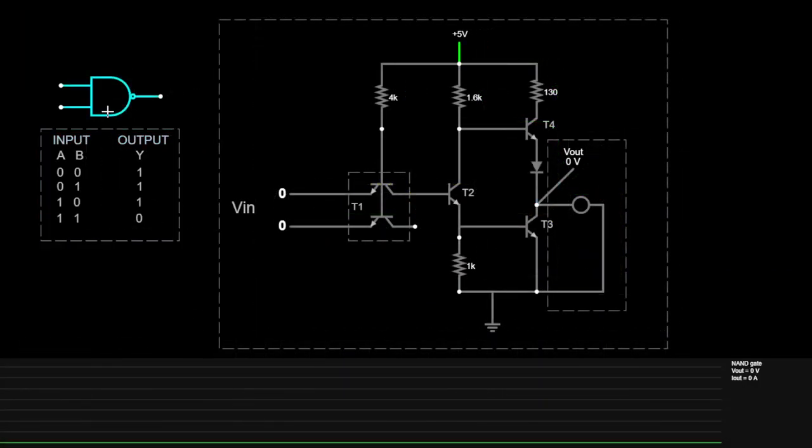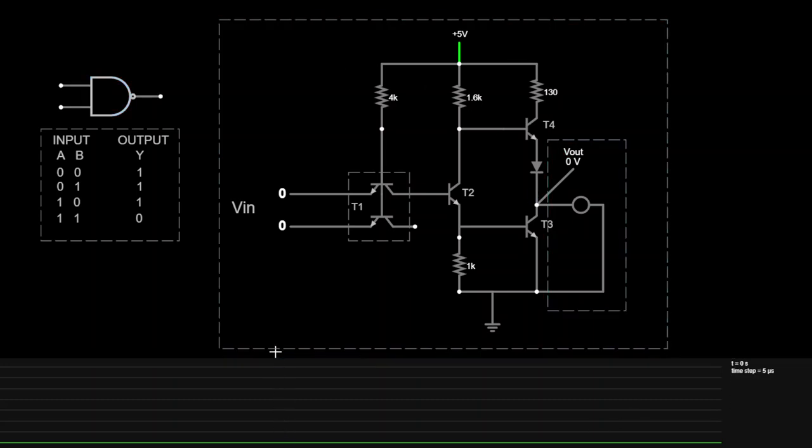On your screen, you'll see the symbol of a NAND gate. Let's break down the truth table to understand how this gate behaves under different input conditions. As you know, the output of a NAND gate is 1 when one of the inputs is 0. When both inputs are 1, the output becomes 0. This simple logic forms the basis for various digital applications.